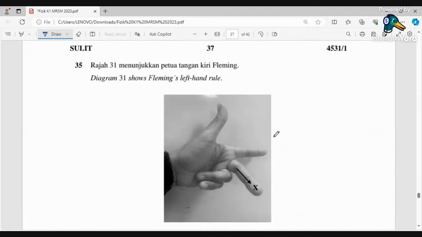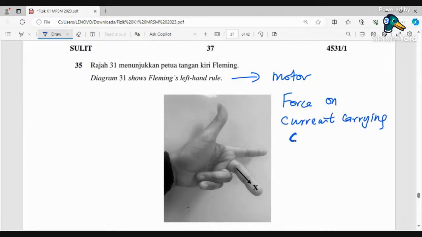Okay, 35, Fleming's left hand rule. Ini adalah konsep motor. Okay, force on current carrying conductor in magnetic field.